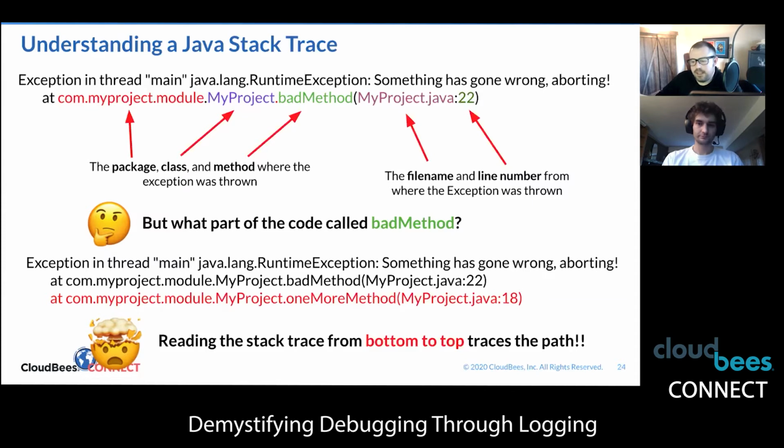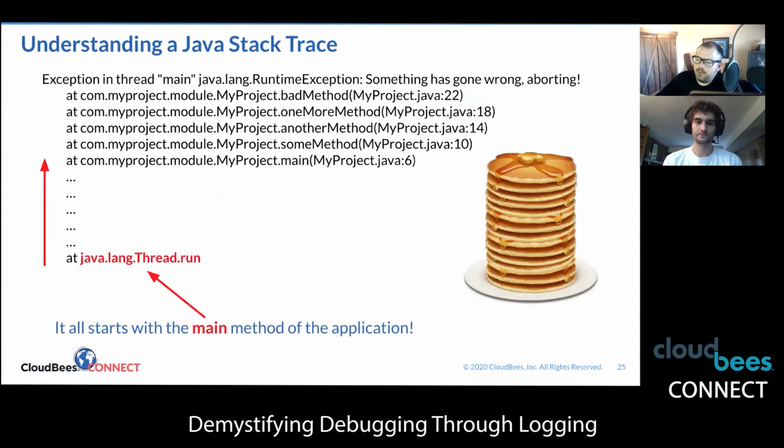But let's go even further down the rabbit hole because I want to know what part of the code called the bad method. Well, you can gather that data in the next line and so on and so on and so on. That's the secret sauce here. And something a lot of admins don't understand is that the stack trace actually reports every piece of code that was touched from bottom to top. So for those of you who aren't familiar in this area, a stack trace can be big because it will go all the way back to the main method of the application.